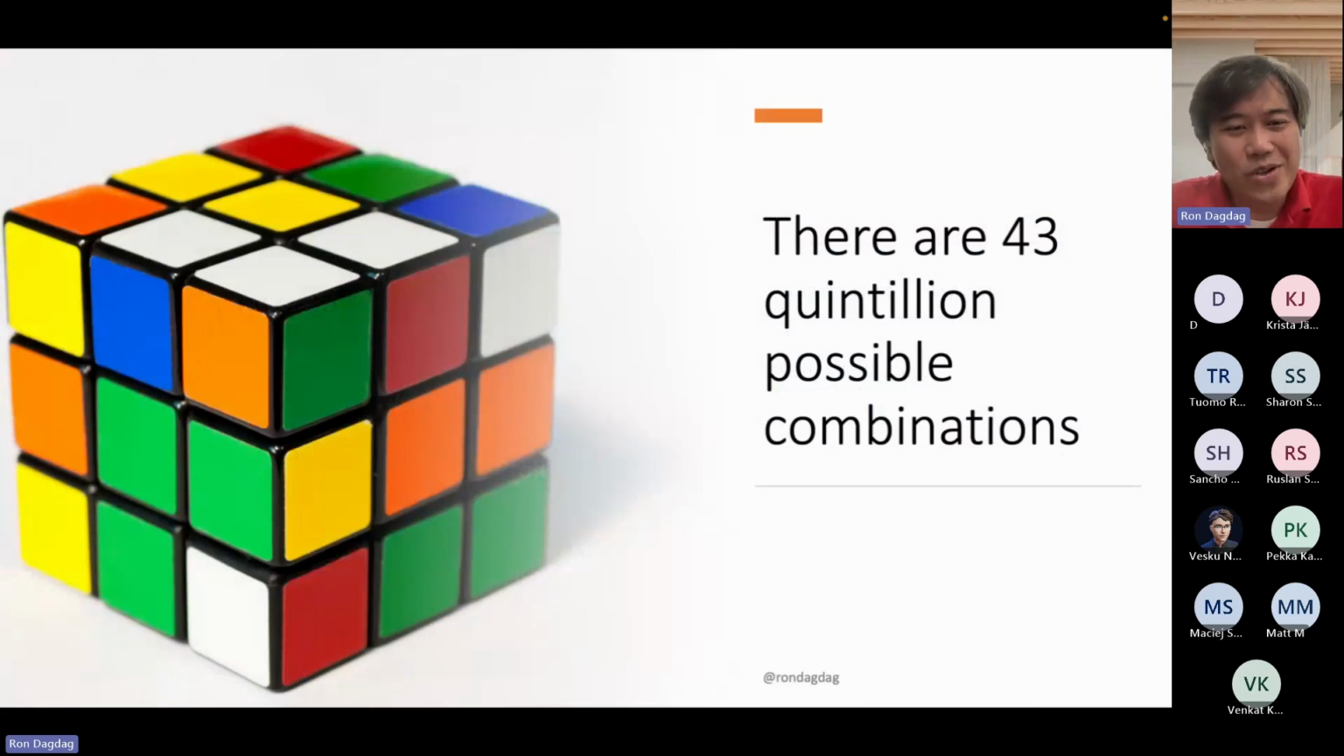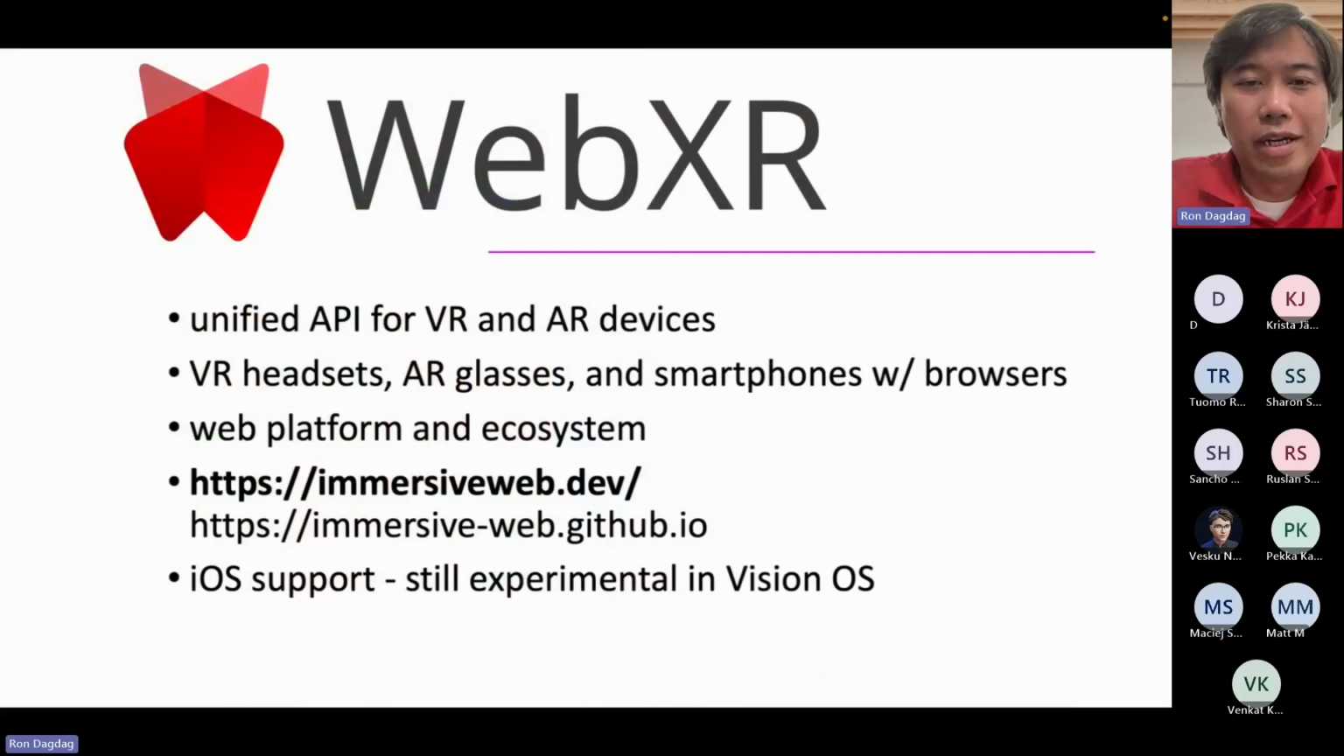Okay, going back to the Rubik's Cube, there are about 43 quintillion possible combinations on a Rubik's Cube. Isn't that interesting how this device has ways to solve it, but also so many possible things that can go wrong.